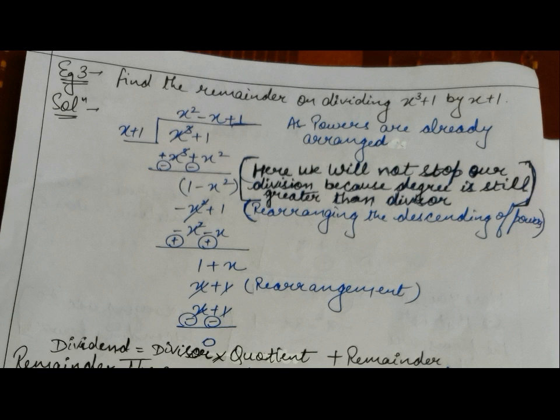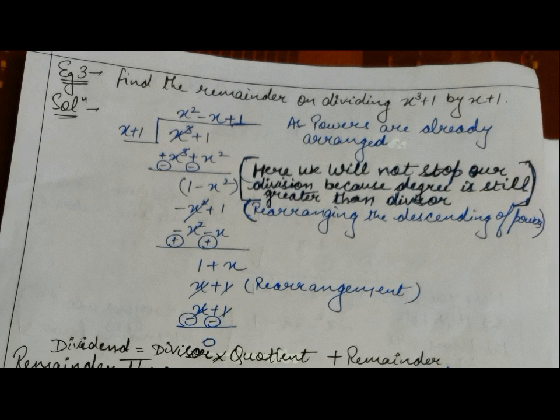After finding your first remainder, here you will not stop your division as the degree is still greater than or equal to the divisor. So you have to rearrange your remainder according to the descending order of powers. So that will become minus x square plus 1. After rearranging, you can continue your process as done in the above examples, and you will get the remainder as 0.